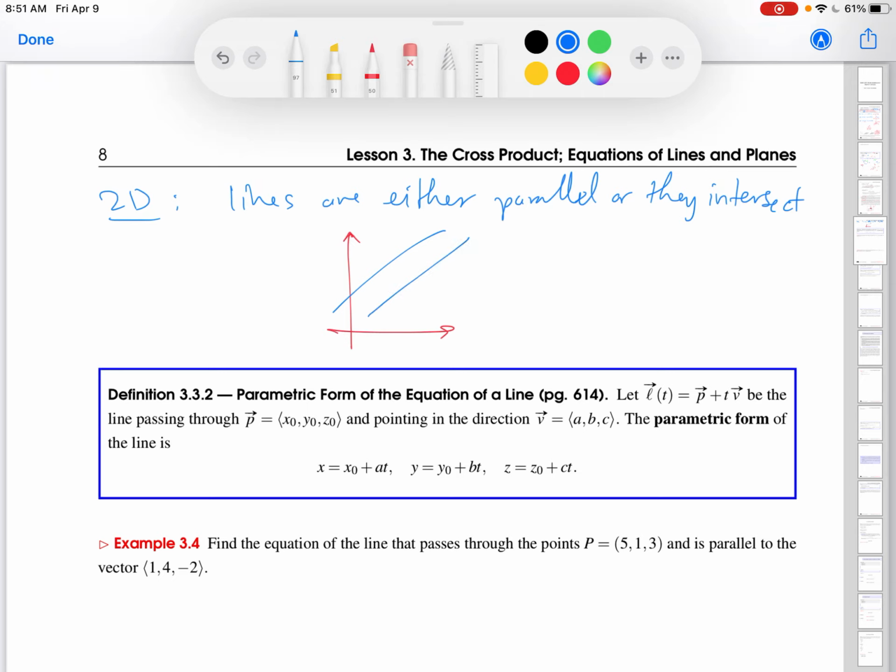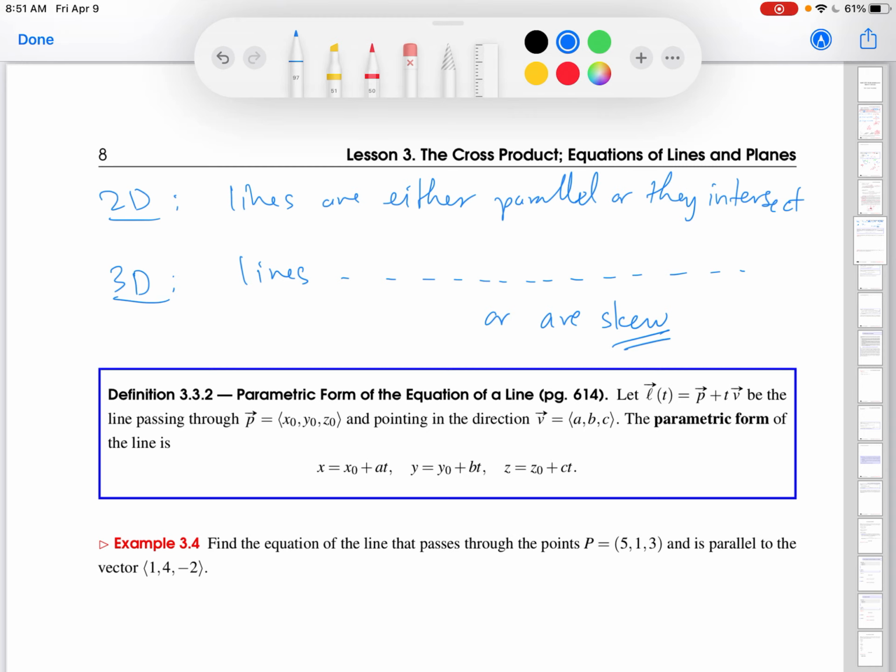And then the moment I rotate one of these lines, even by the slightest amount, I am going to get a line that eventually intersects. So if I rotate this line just a little bit and continue it, there's going to be an intersection point. So we know this. This is a fact in 2 dimensions. In 3 dimensions, there is an additional category to this. So lines are either parallel or they intersect or are skew.